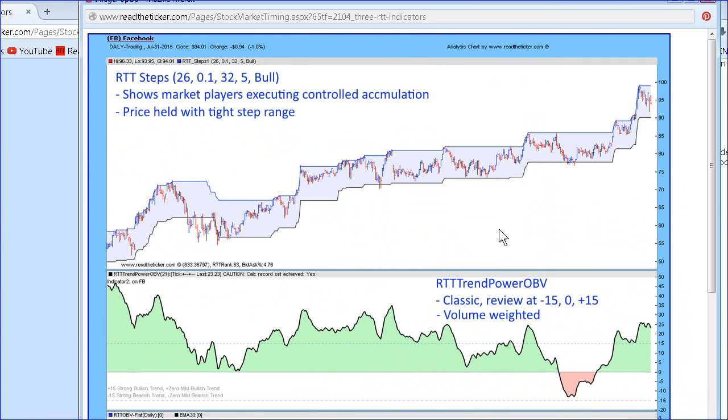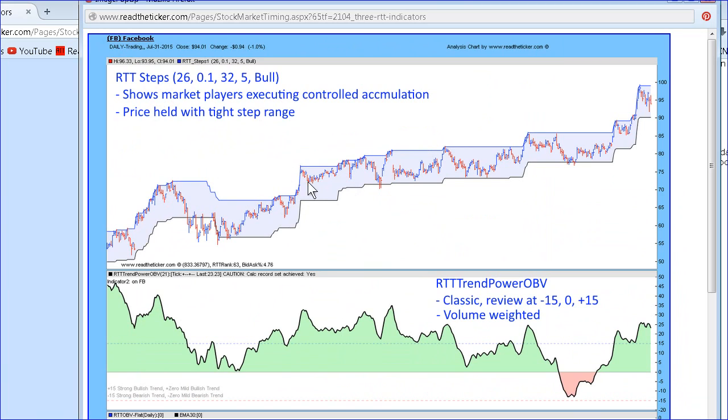Okay, that's better. What we have here is Facebook daily chart. We have red and blue bars, red are down and blue are up on the close. And we have the first indicator of the 3 is RTT Steps. Now, as you can imagine, Facebook is widely followed. There's lots of volume in there. It's a heavily used site and it's showing promise for better earnings. They're monetizing their large membership.